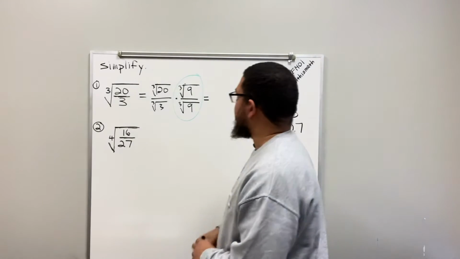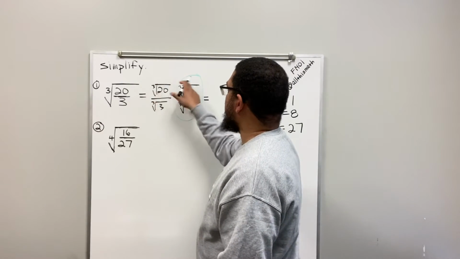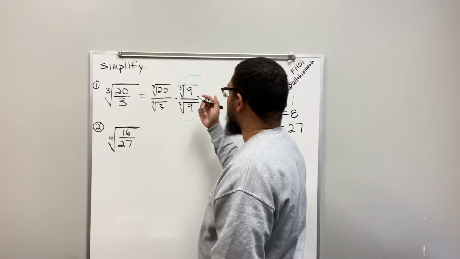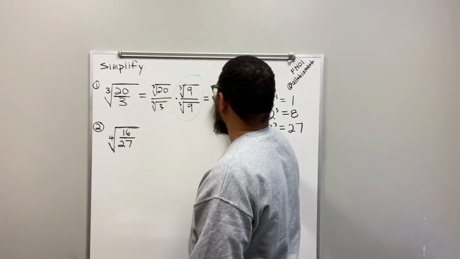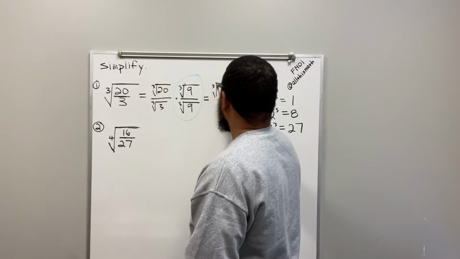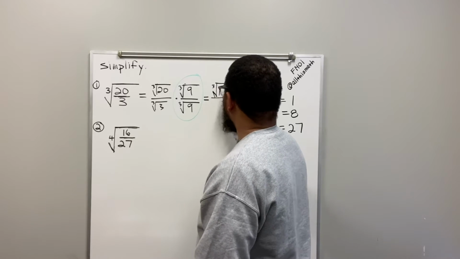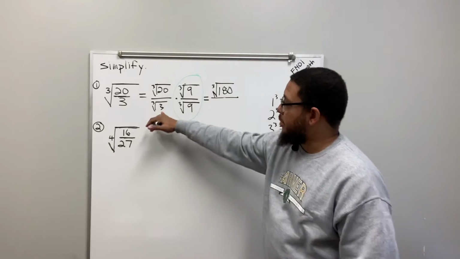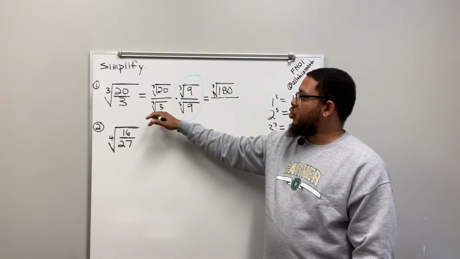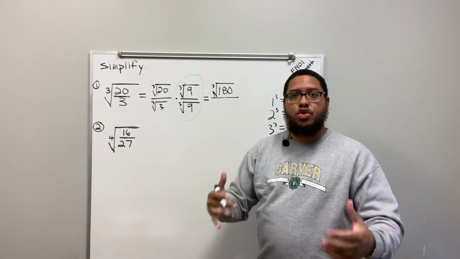So look what's going to happen. Because these are both cube roots, I can do 20 times 9. 20 times 9 is 180. Boom, that's my numerator. Cube root of 180. Then in the denominator, like we already discussed, the cube root of 3 times the cube root of 9 is the cube root of 27.